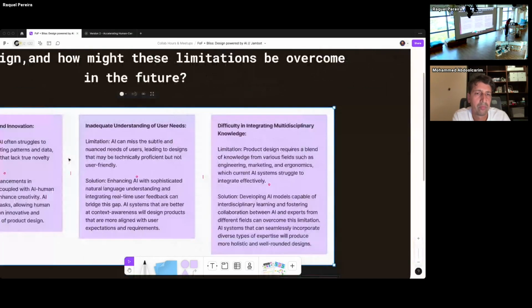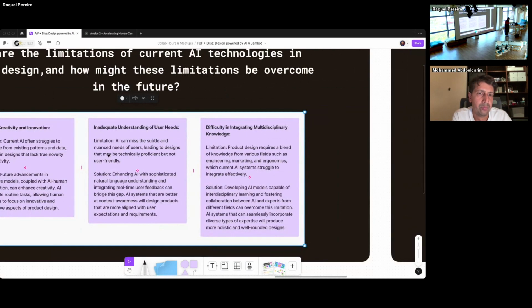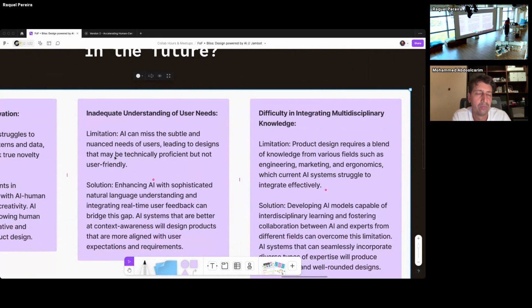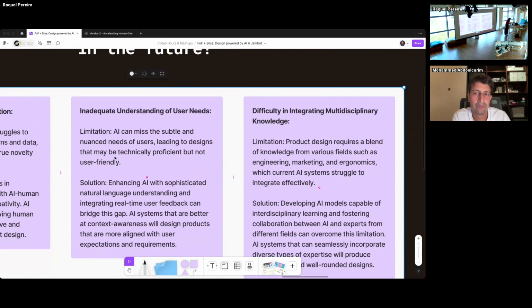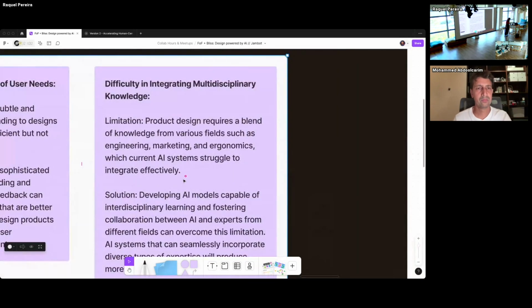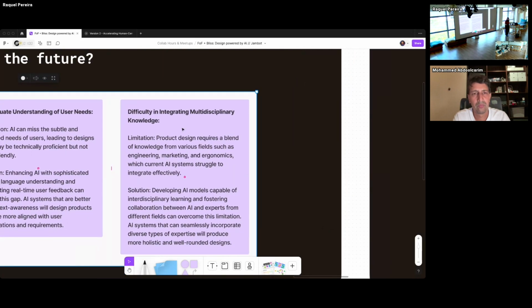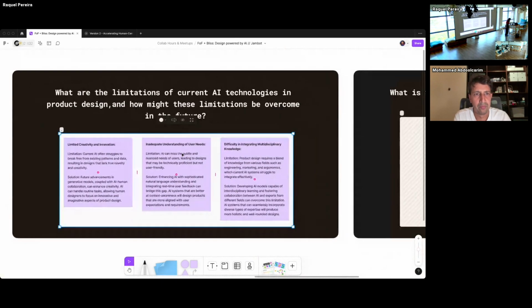For instance, when he said inadequate understanding, AI can miss the subtle and nuanced needs of the users, leading to designs that may be technically proficient but not user-friendly. This is also interesting, but if it works, how can it not be user-friendly? So I think it's polemic. And then product design requires a blend of knowledge from various fields, such as engineering, marketing, and ergonomics, which current AI systems struggle to integrate. Probably, as Carlos mentioned, in 5 years this will be easy peasy for ChatGPT to integrate, perhaps. Yeah.